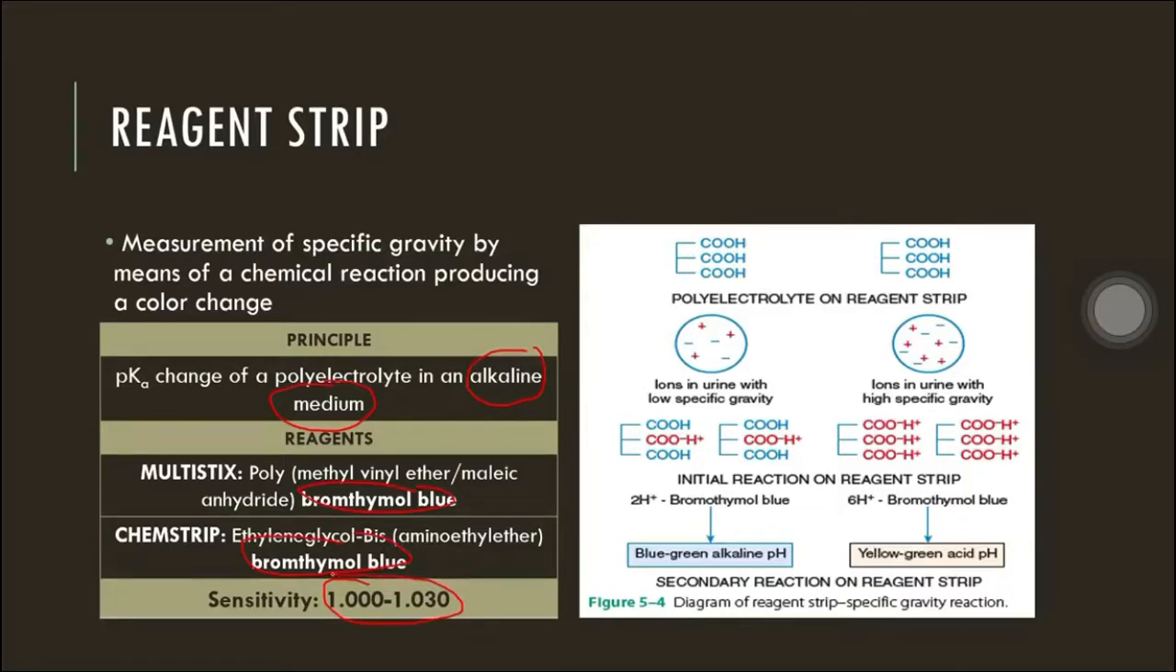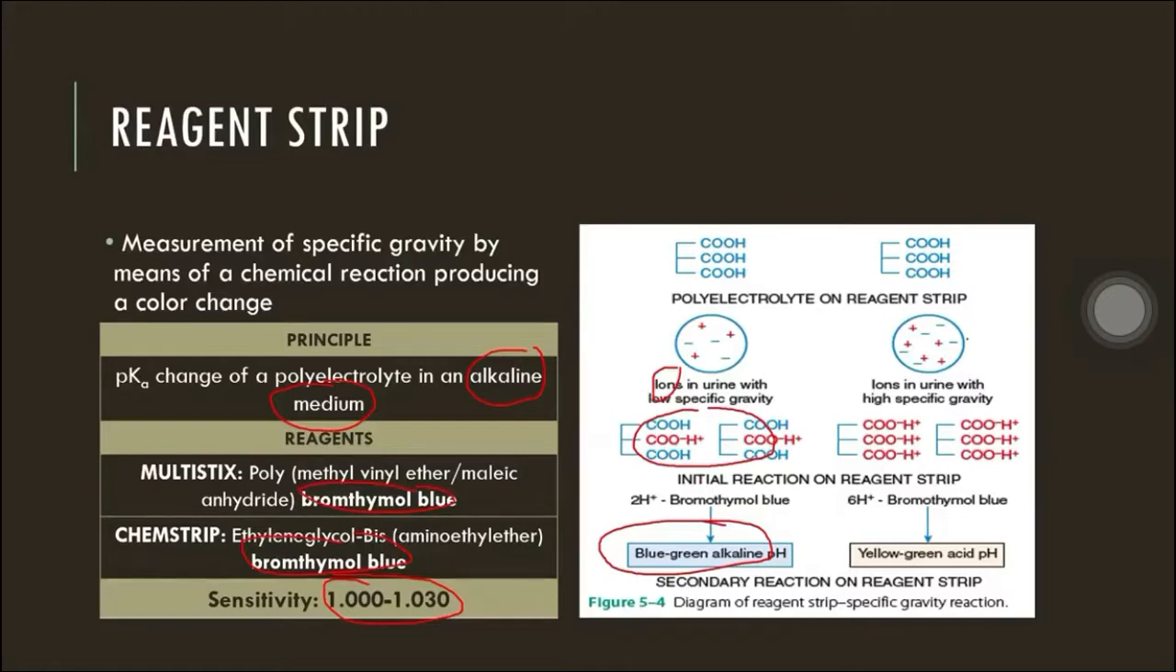To understand this more easily and quickly, we have an illustration here. In this illustration, ions in urine with low specific gravity. Again, the reagent strip for specific gravity depends on the number of ions or ionizing substances present in the urine. In specimens with low specific gravity, there are few ionizing substances. Since there are few ions, fewer will attach to the polyelectrolyte on the reagent pad, so the medium remains alkaline. That is why the color of bromothymol blue in alkaline pH is still blue-green for low specific gravity.